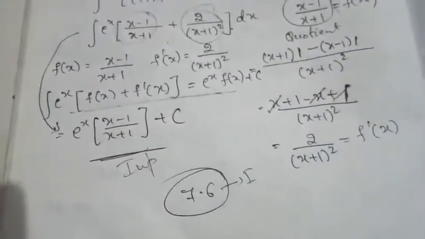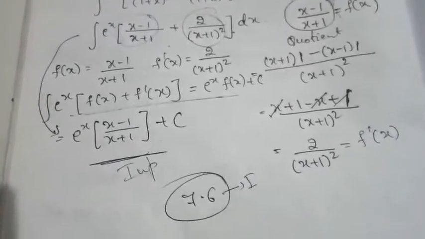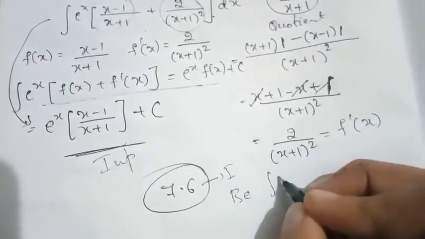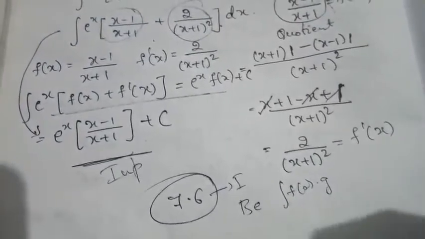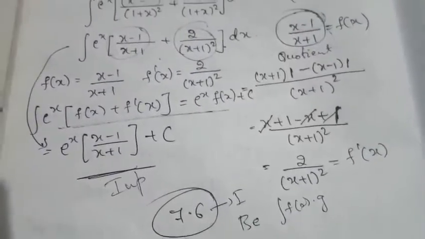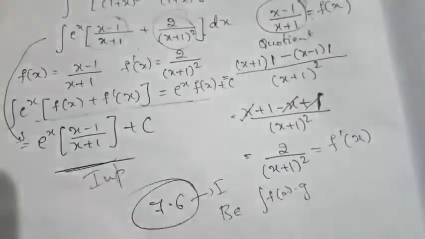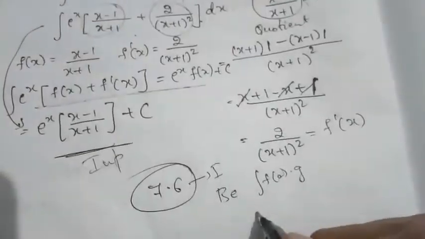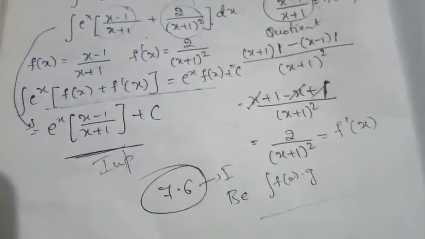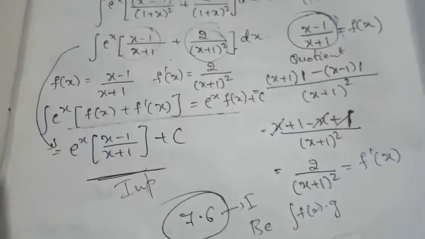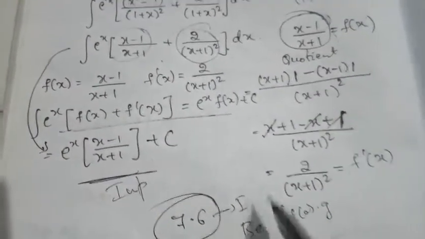Before I start with the integration by parts exercise, please be thorough with the integration by parts formula, that is integration of f of x into g of x, that is integration of first function into second function, is equal to first function into integral of the second function minus integration of differentiation of first function into integration of the second function. So be thorough with that formula, as it is going to be used regularly. If you go wrong with the formula, even though the integration and differentiation are correct, the final answer will be wrong. So be thorough with that formula.